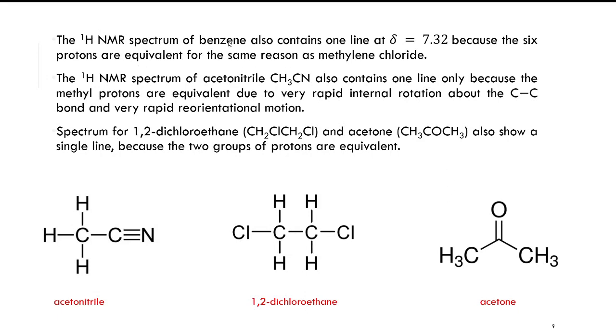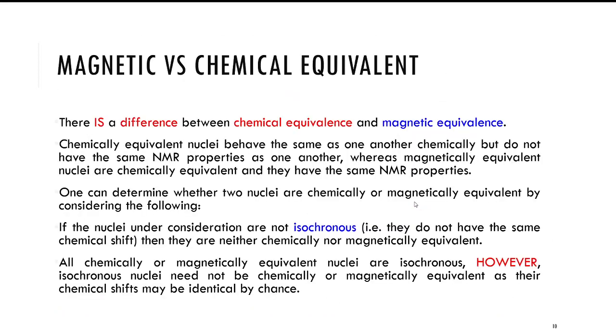Benzene as well will contain one line because all 6 protons are equivalent, for the same reason, because they are chemically equivalent. Acetonitrile will also contain one line because all the protons are equivalent because of the rapid internal rotation. And 1,2-dichloroethane and acetone will also show a single line because the protons in the two groups are equivalent. So these are chemically equivalent.